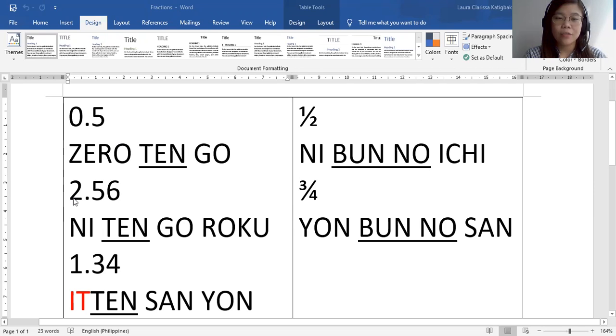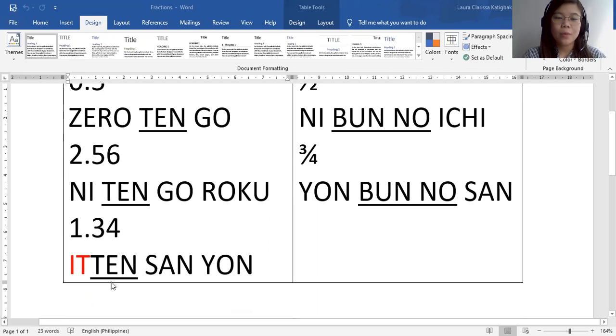Another example, you have 2.56. So 2.56, we have ni, ten, go, roku. Okay? So just one special thing you need to be aware of is when you start your decimal with 1, let's say 1 point something something, then you have to pronounce it itten rather than ichiten. So for example, here we have an example 1.34. So you'll read that as itten san yon.